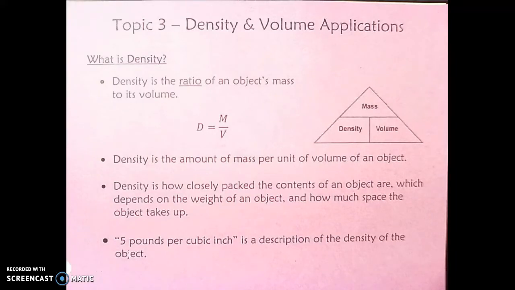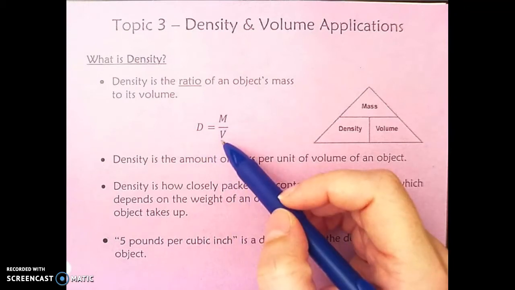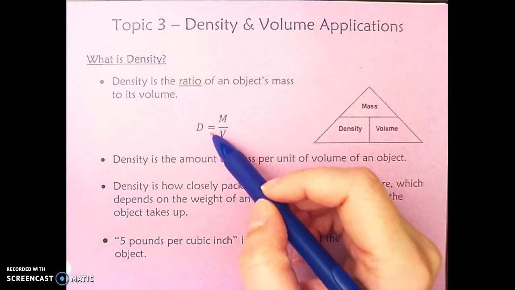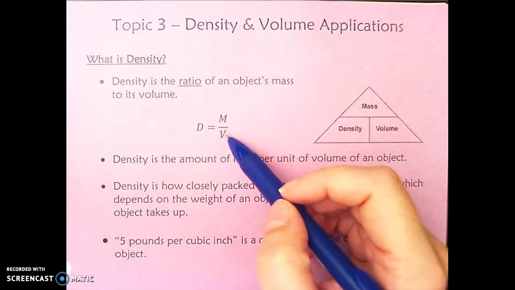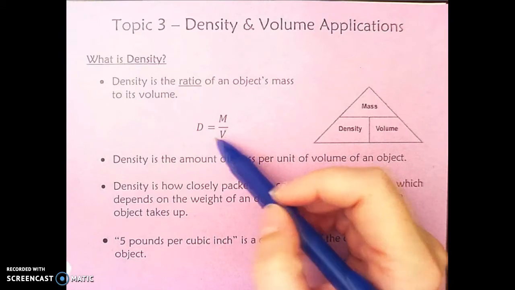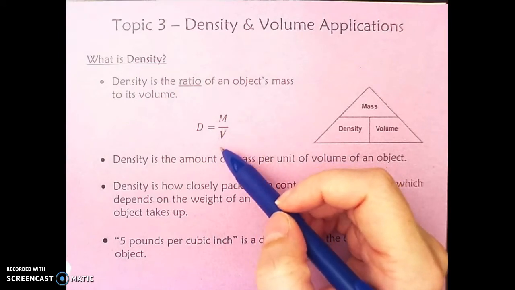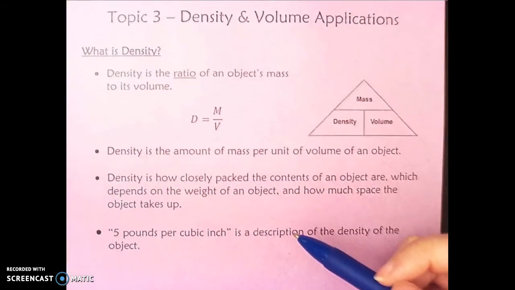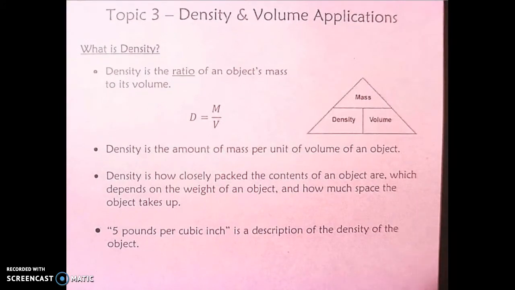Hey guys, this video is an introduction to density. Density is the ratio of an object's mass to its volume, and that's exactly what this formula says. So density is equal to an object's mass divided by its volume. So D equals M over V. And so density is the amount of mass per unit of volume of an object.